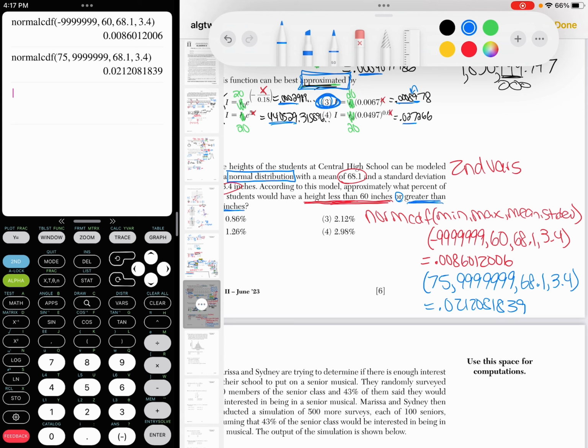Okay, so now that I have the two probabilities, and again, if you need a minute, just take a minute, pause, and keep plugging that in. It's really important that you know how to type those in.